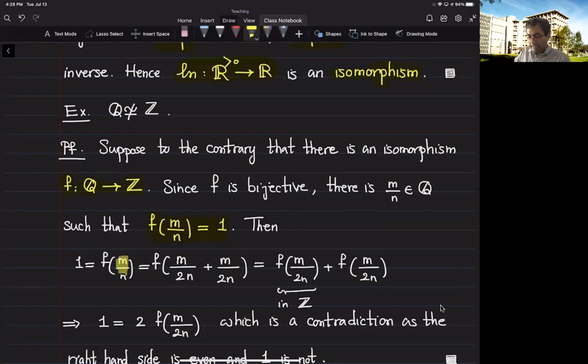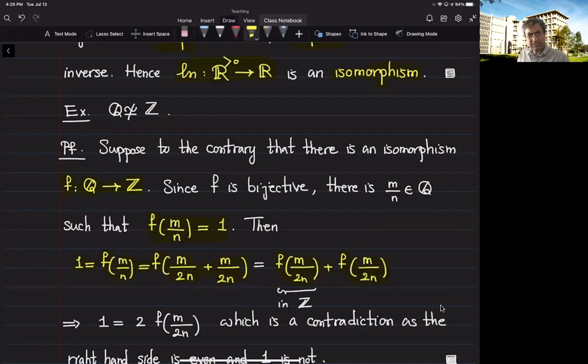So m over n can be written as m over 2n plus m over 2n. That we can do in rational numbers. So 1 is f of m over n, and that is f of (m over 2n plus m over 2n). But f is a group homomorphism. So it preserves addition, meaning f of a sum is the sum of the f's. So I can apply f to the first one and then add as we apply f to the next one.